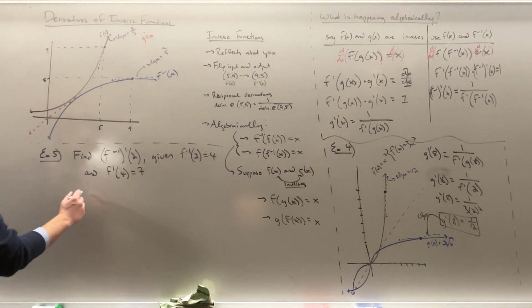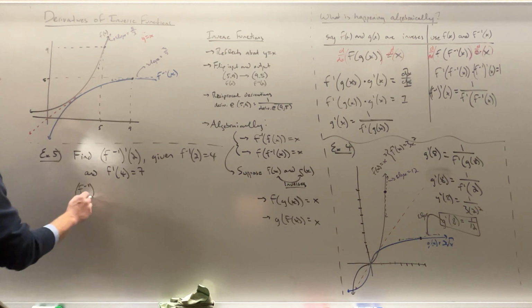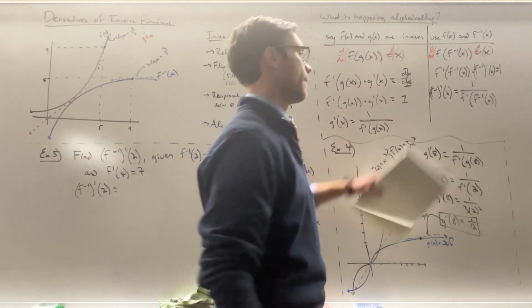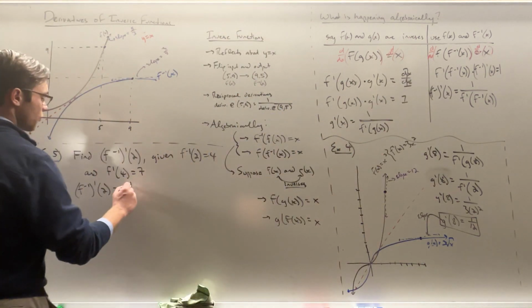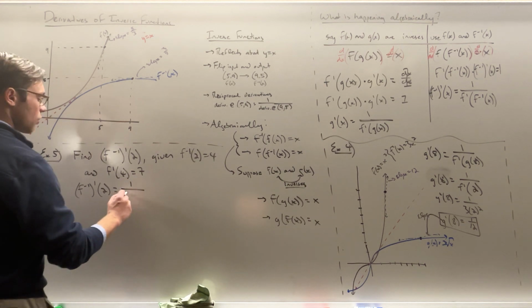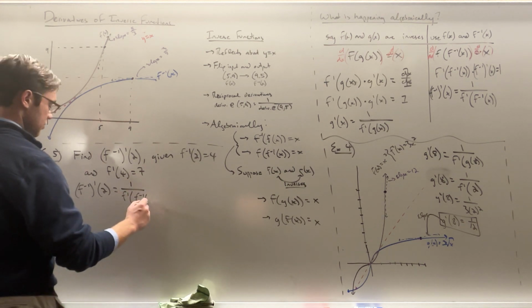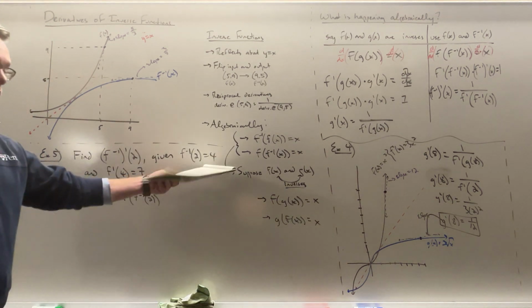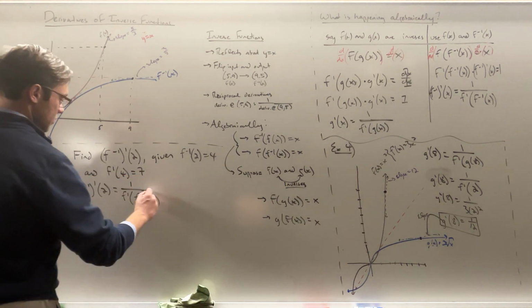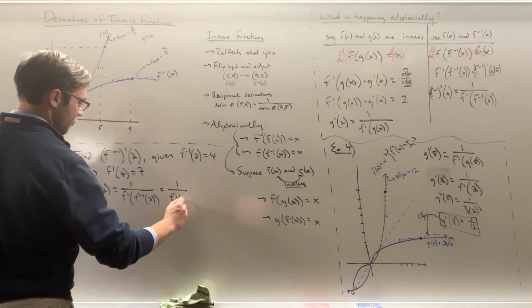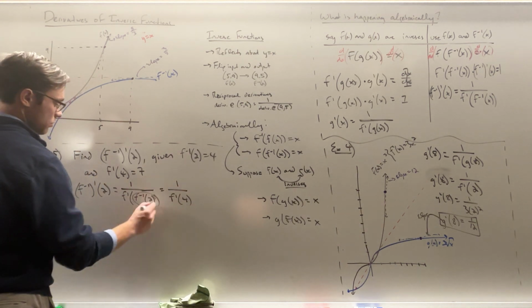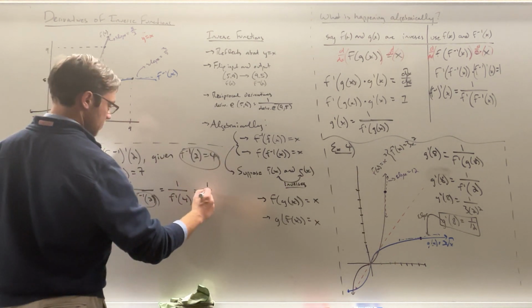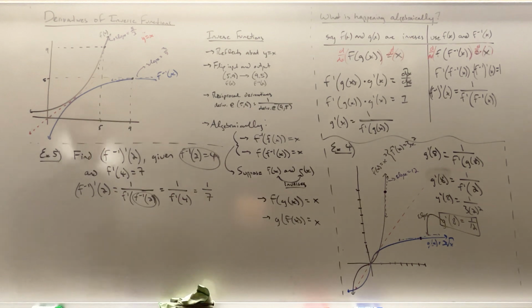So what we have is f inverse, the derivative of the inverse function at 2, is going to be, we'll look over here, 1 over f prime of f inverse of 2. Well, what's f inverse of 2? It's 4. So this is just 1 over f prime of 4. And what's f prime of 4? It's 7. Okay, so this is 1/7.